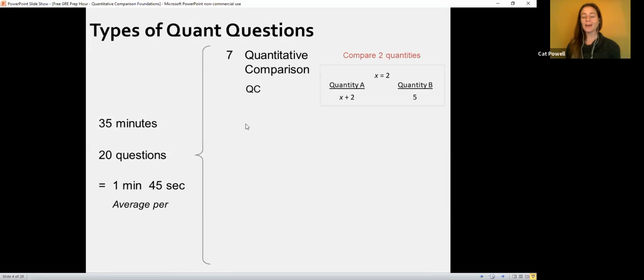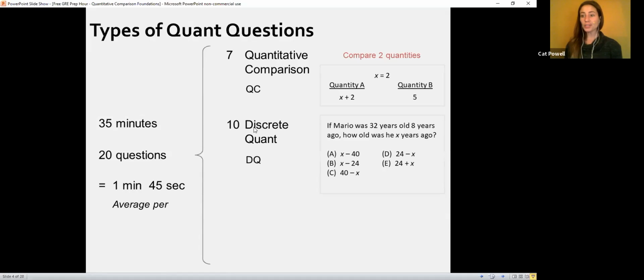We're going to talk about 7 quantitative comparison questions. So there's a lot of them. It's a little more than a third of a quant section. And I won't say too much more about them now, because we're going to talk about them for the rest of the hour. Half of each quant section will be what we call discrete quant.